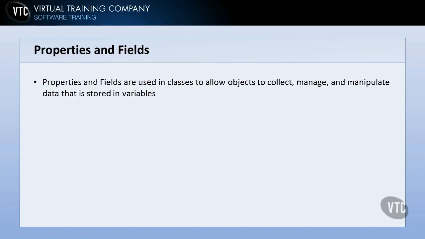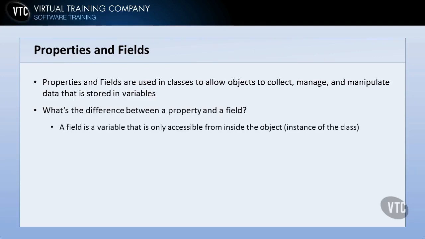So we want to expose those properties to the user, and we're going to use properties and fields to collect, manage, and manipulate any data that users pass in and we store in variables. So what's the real difference between a property and a field? Well, a field is a variable that is only accessible from inside the object, or from inside an instance of the class. When we build our classes, we're going to create private variables, and these will become fields because we can only change the value of those with code that's actually inside the object. It's a private variable declared in the class.